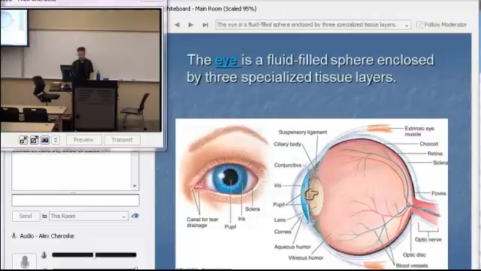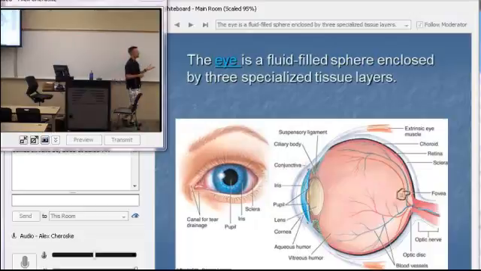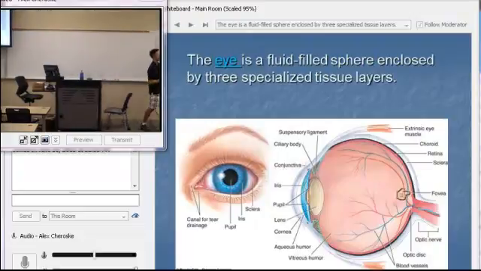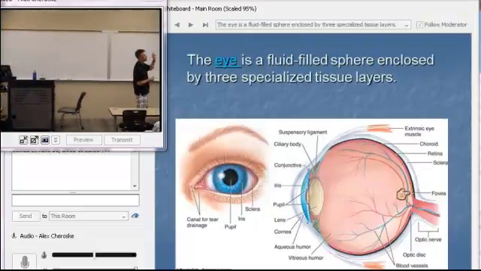We know we can change the shape of the lens because we've got these ciliary muscles attached to these suspensory ligaments that are going to be pulling on it or relaxing, and that will change the shape. And that is going to bring all the light rays together at the back of the eye. Now, the other thing we were talking about is that at the back of the eye, we have the retina. And the retina is the innermost layer of the eye, and that's where the photoreceptors are located.